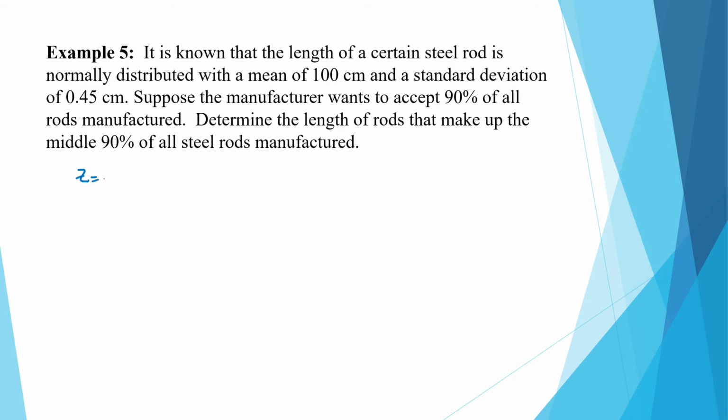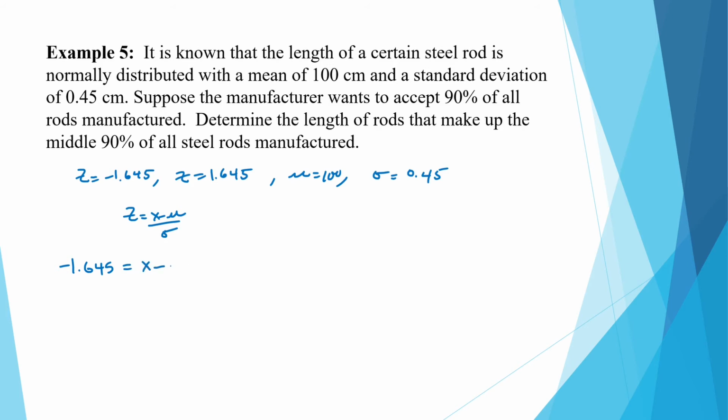Our z-scores were negative 1.645 and positive 1.645. Our mean was 100. Our standard deviation was 0.45. We'll use the formula z equals x minus mu divided by sigma twice. First we'll do it for negative 1.645 equals x minus 100 divided by 0.45, and then on the other side, positive 1.645 equals x minus 100 divided by 0.45.